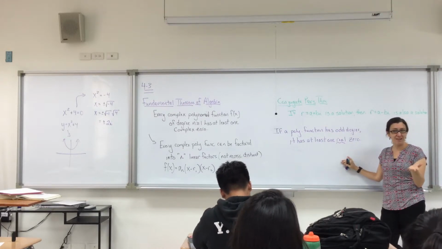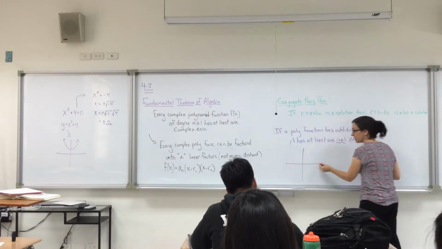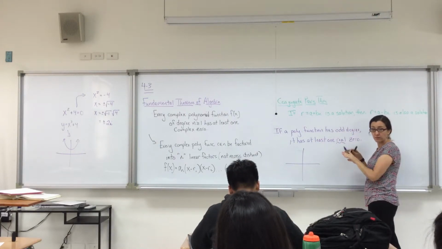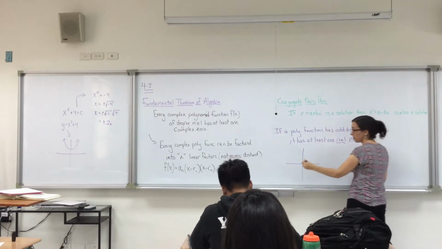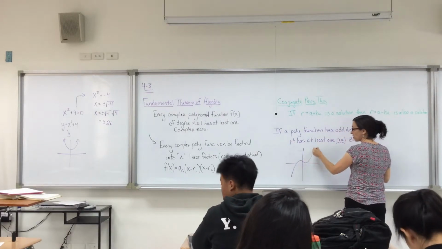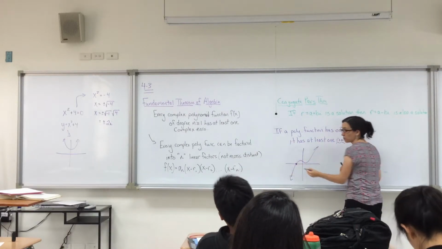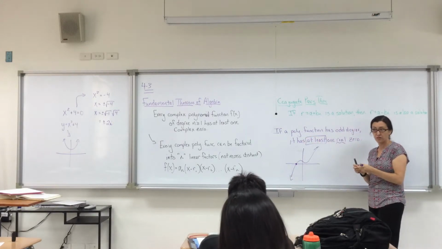So what does an odd function look like? End behavior is negative to positive or positive to negative, always opposites, right? So if the end behavior has opposite extremes, then it's going to cross the axis at least once. So that's why you get the at least one real zero. Okay?